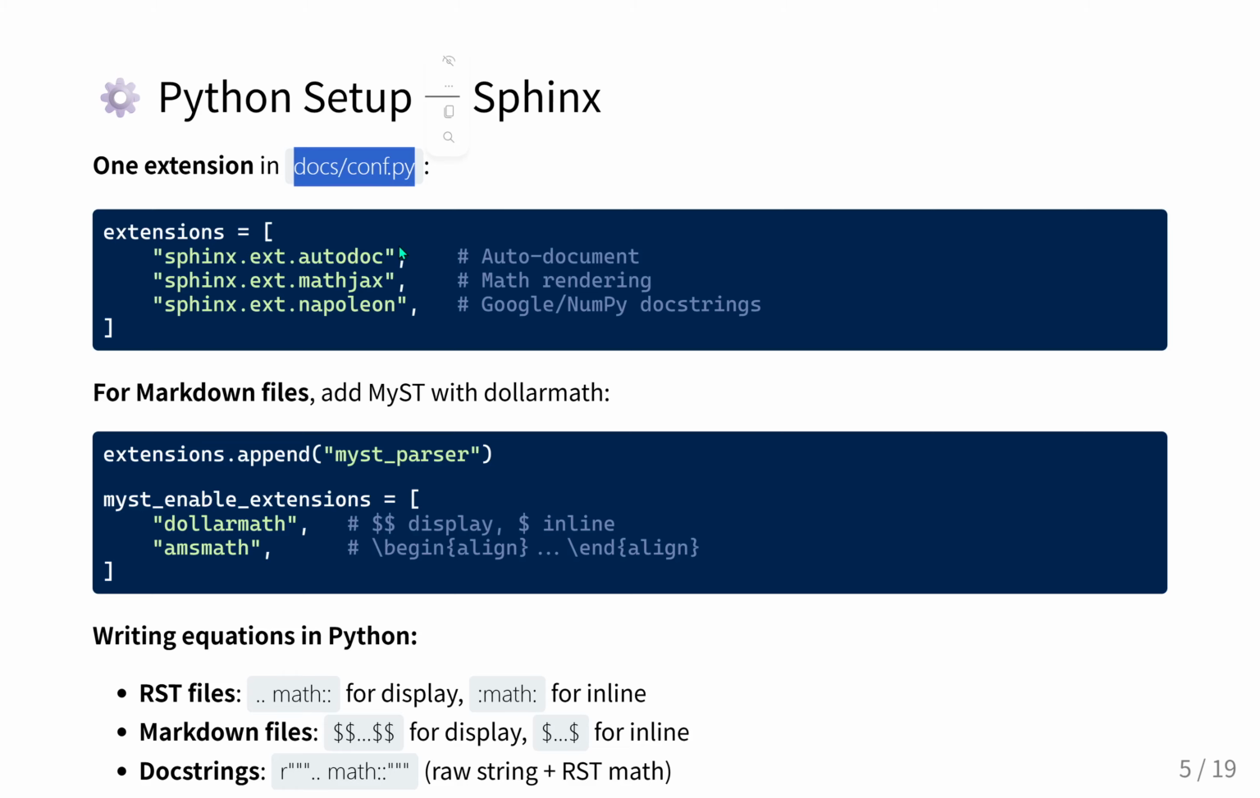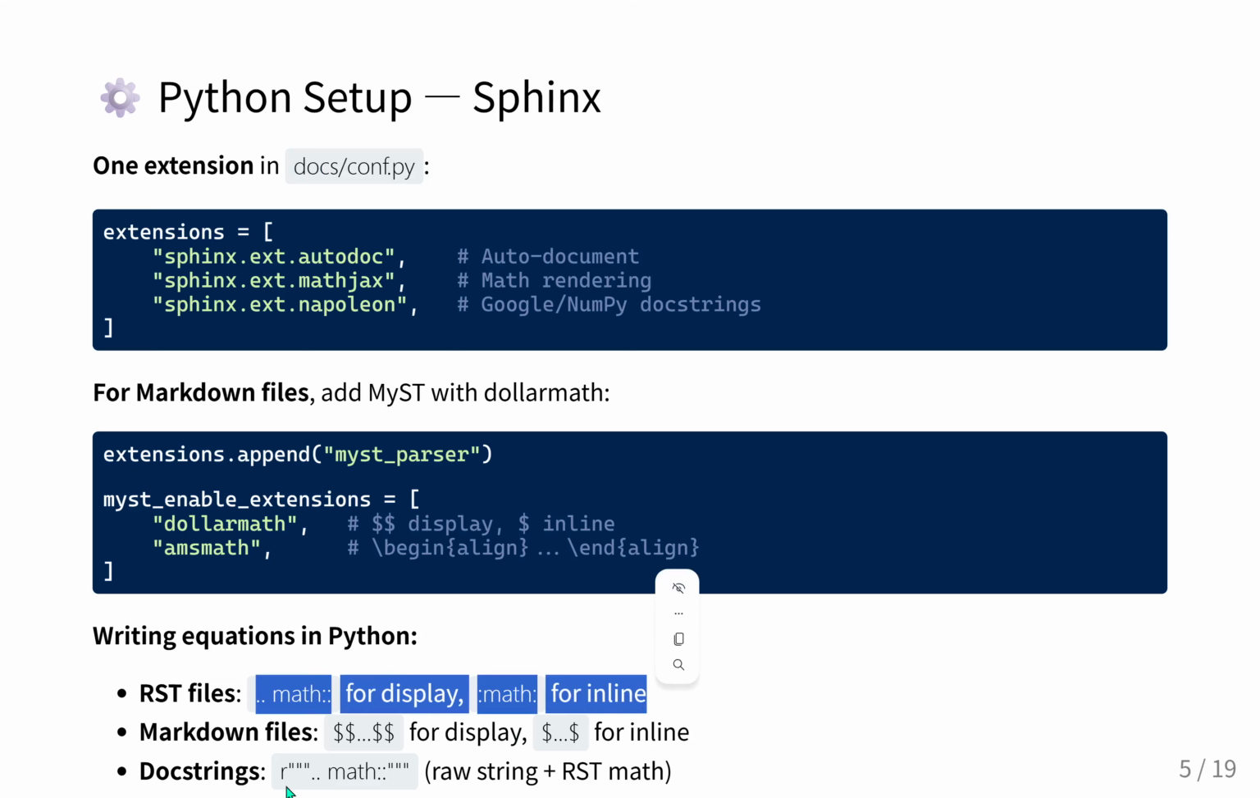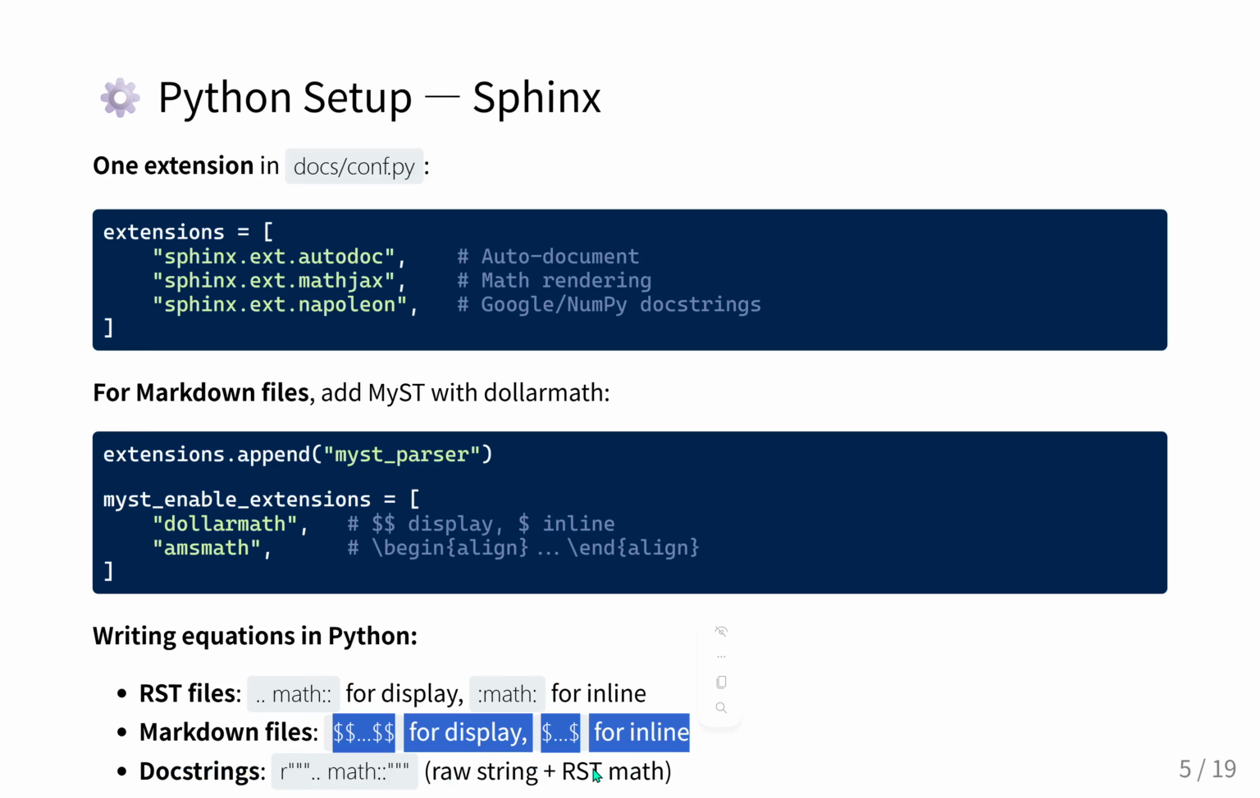If you are writing in standard RST files, which Sphinx uses by default, you use the directive math:: for display equations and :math: for inline equations. Right. But if you are using Markdown files via the MyST parser, you just use the $$ and $$ syntax, just like Rust. Okay, so the infrastructure setup is undeniably simpler in Python. It is, but Python introduces its own unique set of deeply frustrating pitfalls.